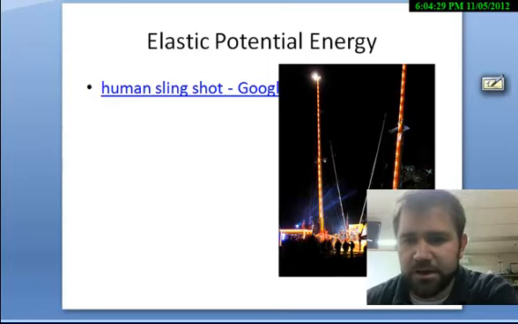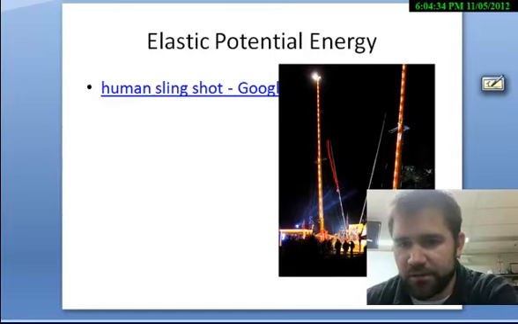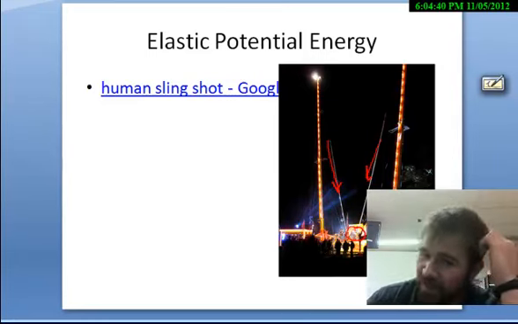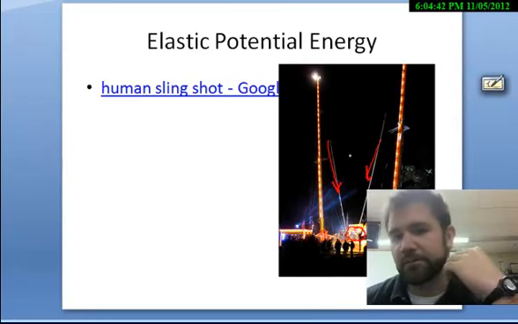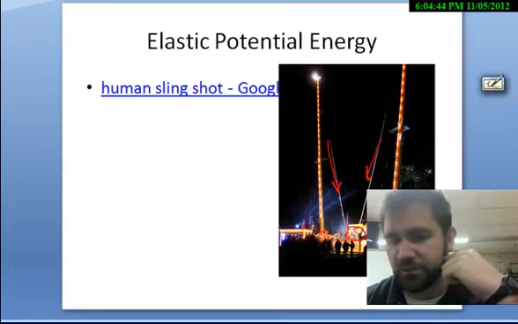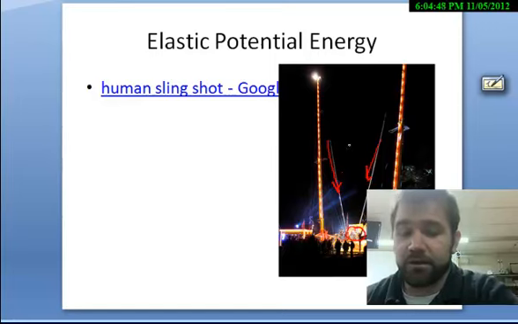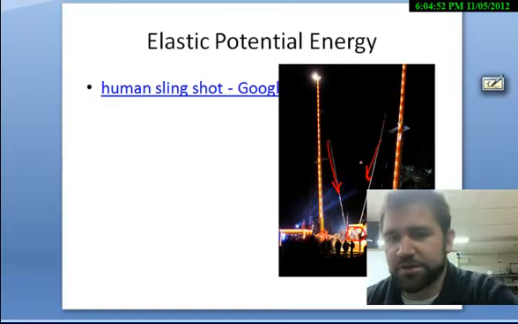This human slingshot is an example of elastic potential energy. So these elastic bands here are tied to a cage down here, and this cage is absolutely rocketed into the air when it is released, carrying its passengers with it, and hence the exciting fair ride. So there's a lot of stored energy in these stretched bands, and that's a type of elastic potential energy.